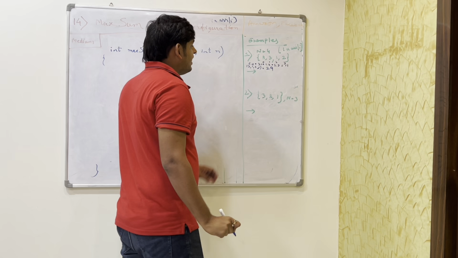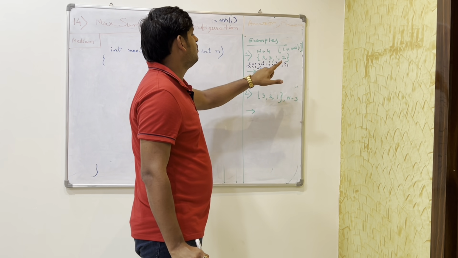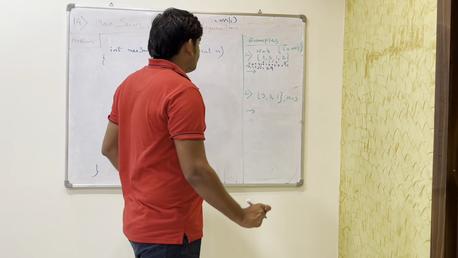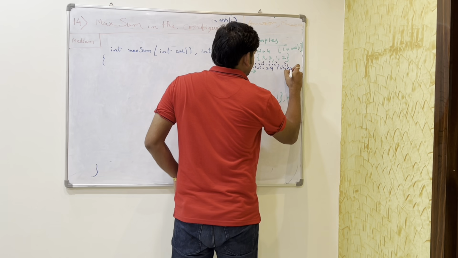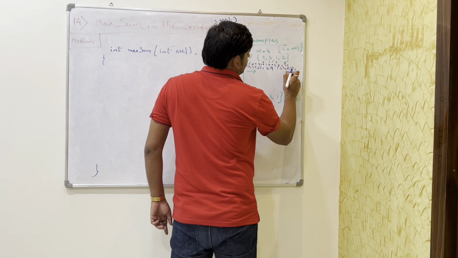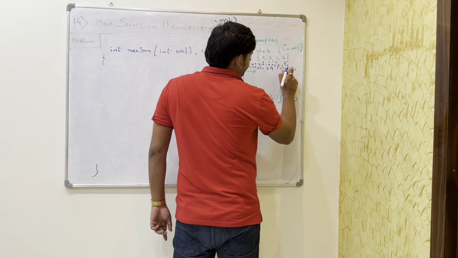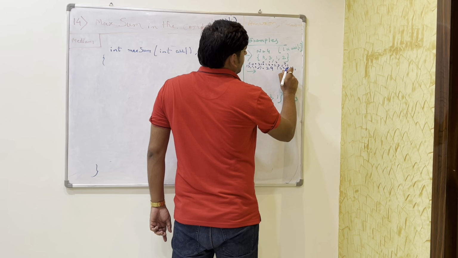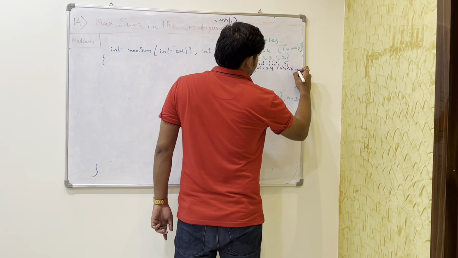Right? Again, if we rotate this, then it will become 1, 2, 8, 3. So for 1, 2, 8, 3, the sum would be 3 into 3, 9. 8 into 2, 16. 16 plus 9 is 25. 25 plus 2 into 1 is 27. 1 into 0 is 0. So it would be 27.